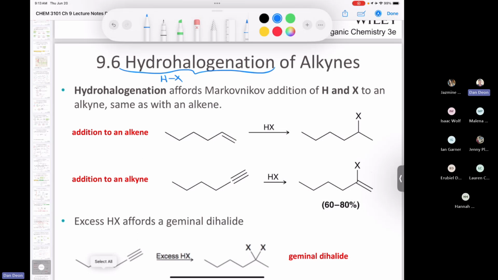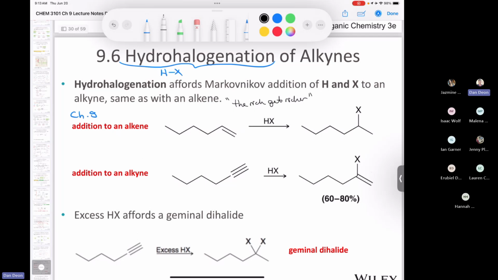So check it out. If we do addition to an alkene, this was covered in chapter 8. You guys know that you proceed through the most stable carbocation. You could put in here the rich get richer, right? That's kind of the mnemonic that we used for Markovnikov addition of HX, whether it's HCl, HBr, or HI, across a double bond. But with an alkyne, so now we're in chapter 9, we see it follows the same rationale. So if we used 1 mole of our alkyne and 1 mole of HX, we're going to get a Markovnikov addition like this.